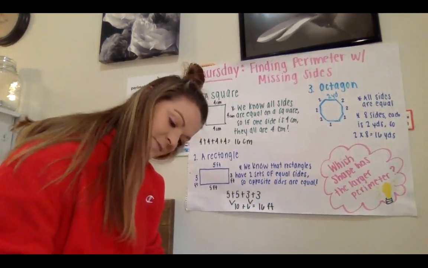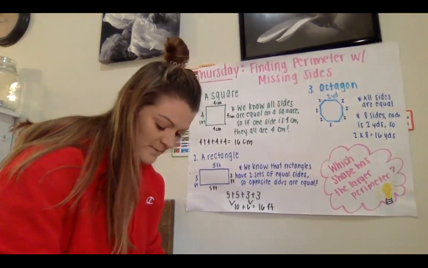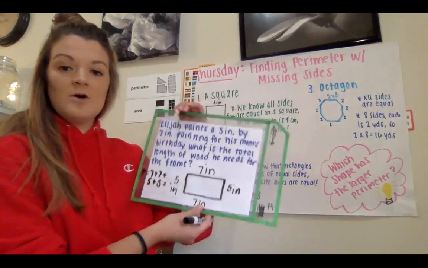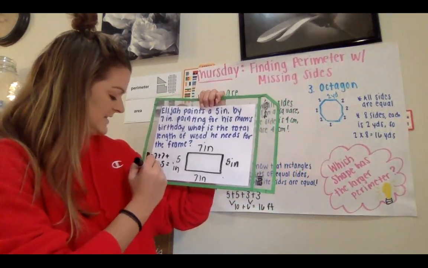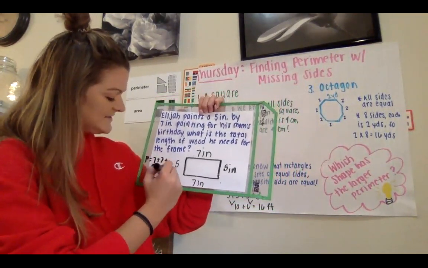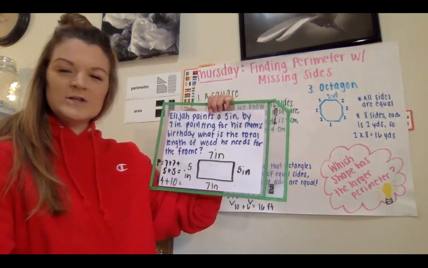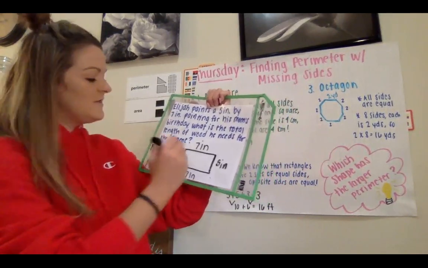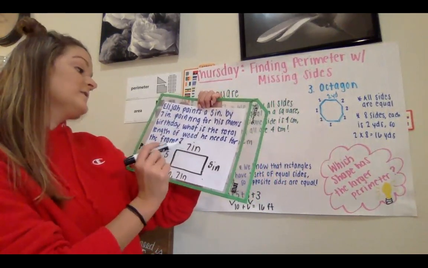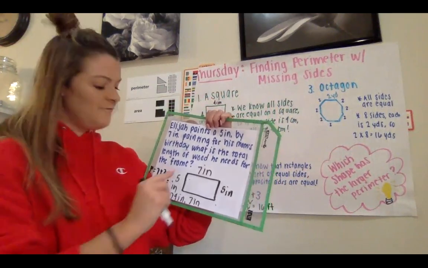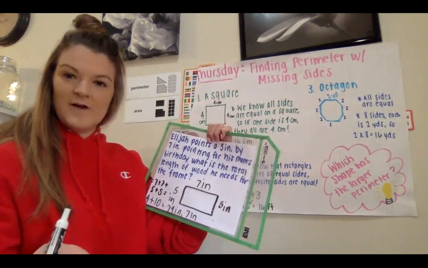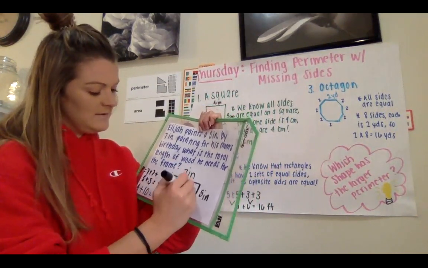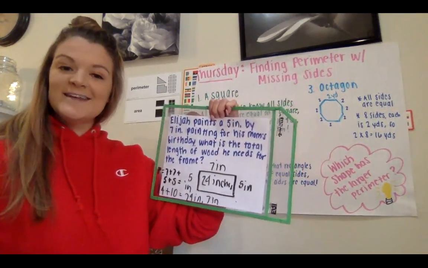Now I can write my equation. Perimeter equals 7 plus 7 plus 5 plus 5. And I know that 7 plus 7 makes 14, plus 5 plus 5 makes 10. That's mental math right there. 14 plus 10, that's 24 inches. So this, the total length of wood he needs for his frame, well, a frame goes around a picture. That's why I'm finding the perimeter. My perimeter, or the total length that I'm going to need, is 24 inches.